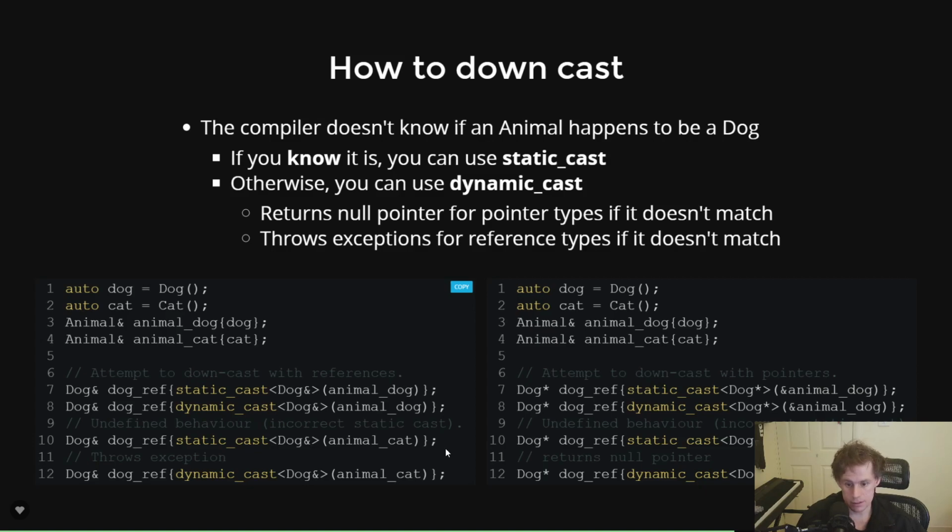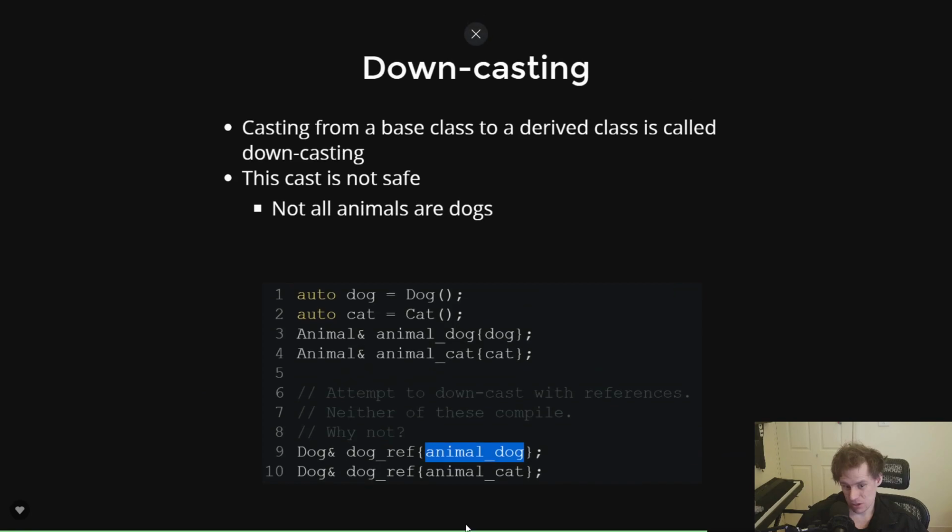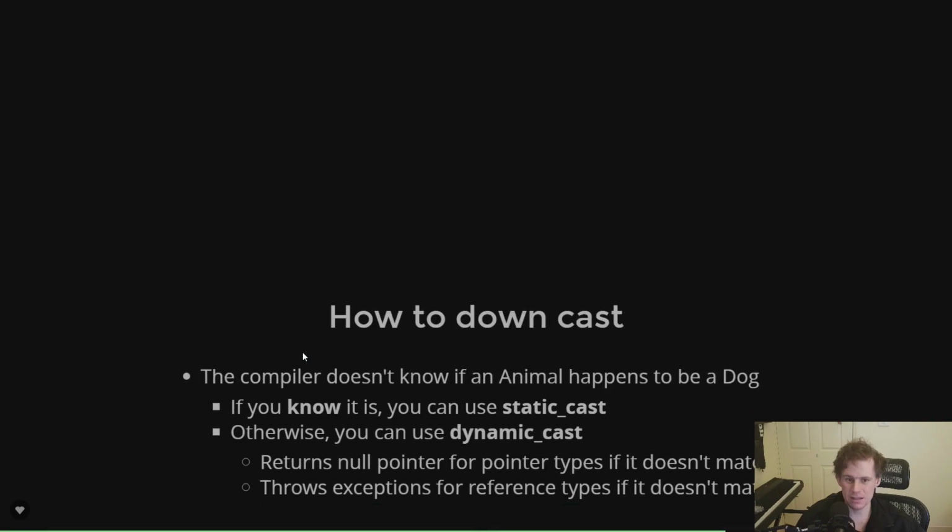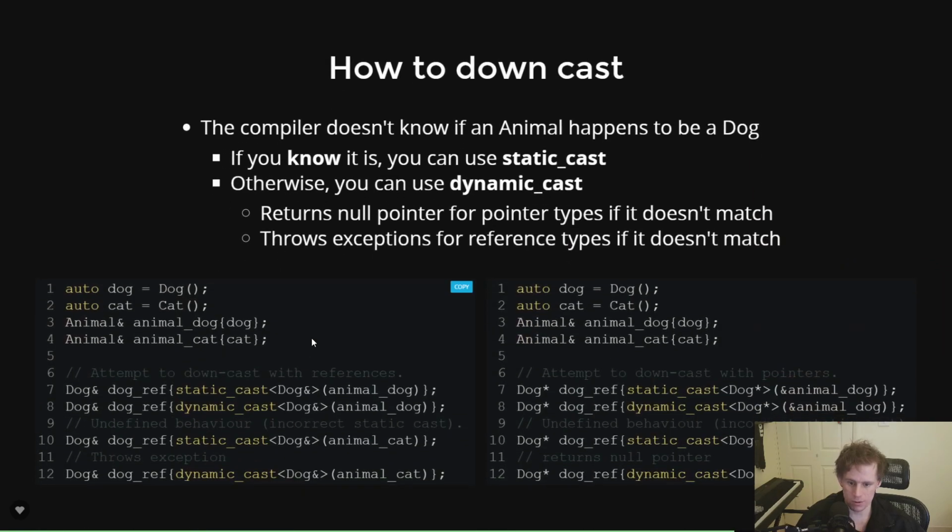So this is another type of cast on top of static cast. As we just said, the compiler doesn't know if animal happens to be a dog. It sees this name here and says, oh, my static type's an animal. The compiler doesn't know whether it's a dog or an animal or a cat. It just knows that its static type's an animal. So it's not going to let you by default. So you need to give it more information.